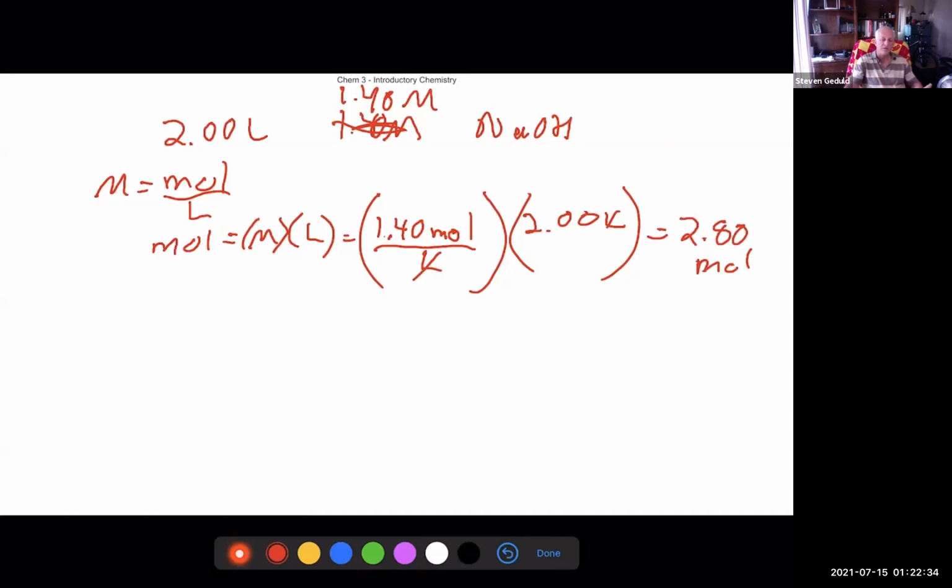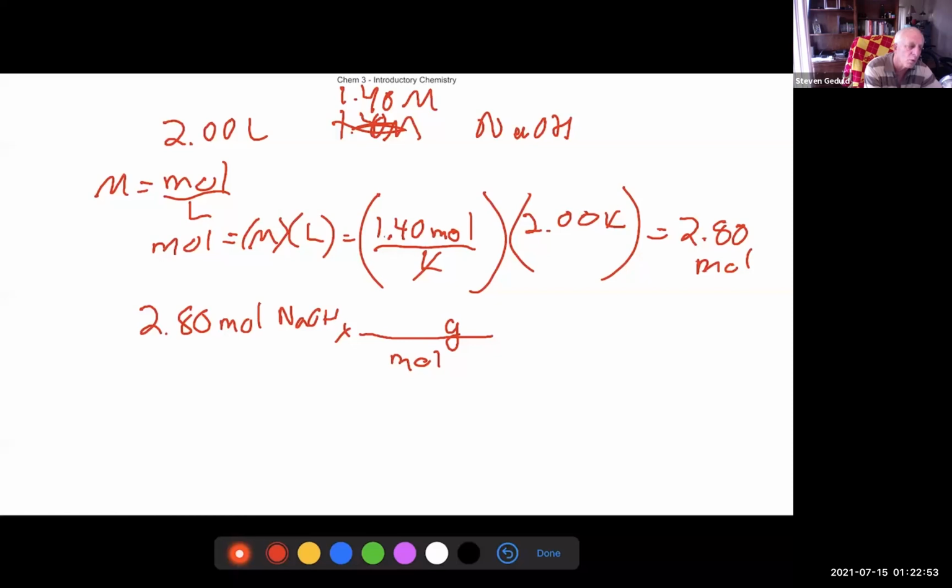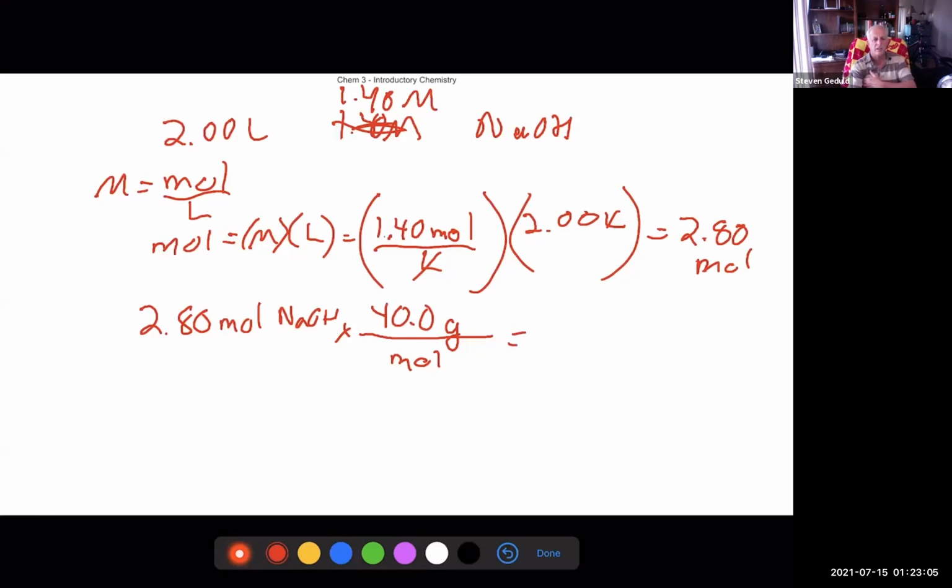It still doesn't help us in the laboratory. We have to find out our mass, right? So you got 2.80 moles of sodium hydroxide, and I want to convert that into grams. So how many grams per mole of sodium hydroxide? We have one sodium, one oxygen, one hydrogen. That comes out to roughly 40 grams. Okay, we weigh that out. So now we take 40 times 2.8 is 112.